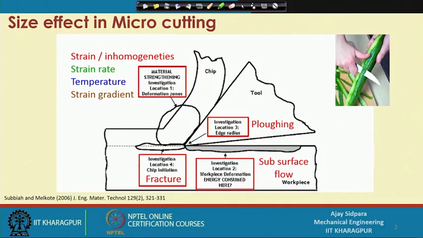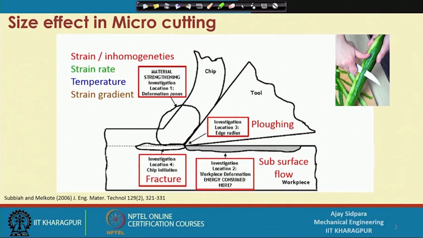And here we have seen some of the size effects. Size effect means that when you scale down any system or any component, how does it behave compared to when it is at a macro scale or bigger scale. So, what are the differences we have to look at, so that we can understand the process mechanics in a much better way and get the required results very carefully. And we have seen one diagram.